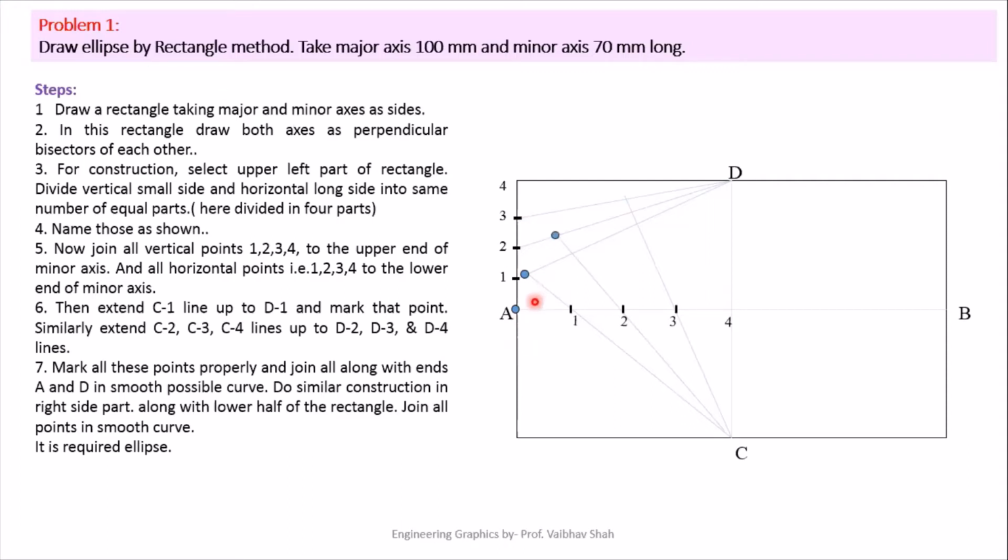After that, we'll be specifying this point, and finally this point, because this is the point of your minor axis. After getting these points, let us join these points by a smooth curve. So we'll be having 1/4 of your ellipse.